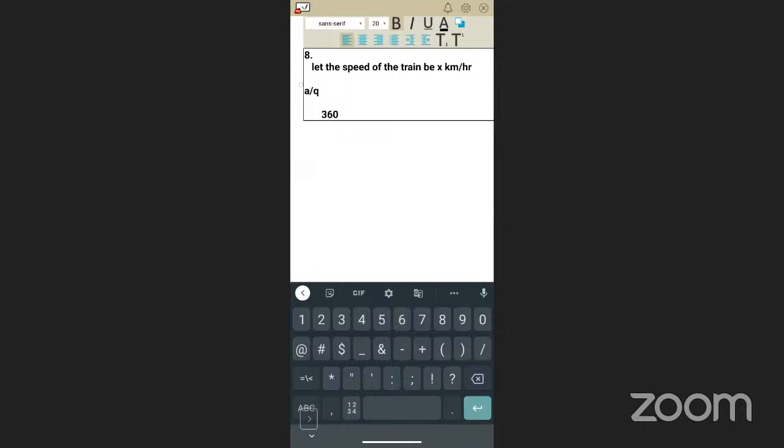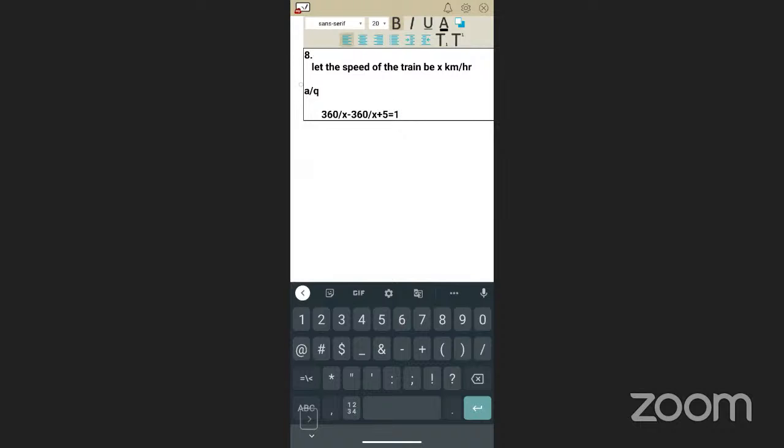So 360 divided by x, that means the previous uniform speed, how it was going, minus 360 divided by x plus 5 equals to 1. 360 divided by x minus 360 divided by x plus 5 is equal to 1. This is your equation. Now, may you please tell me, anyone, have you understood or not this particular equation?